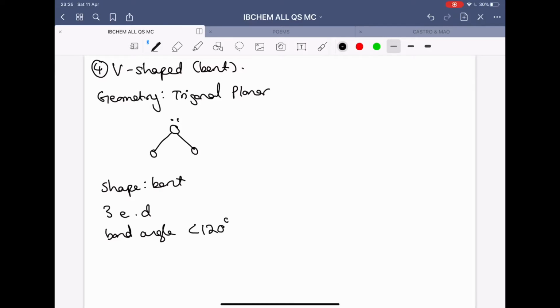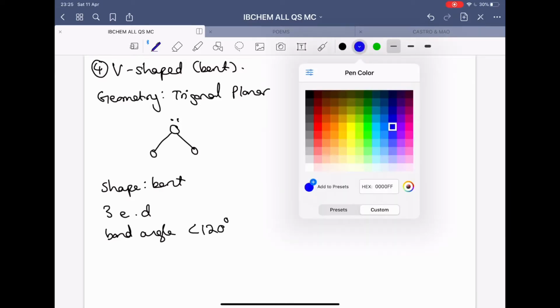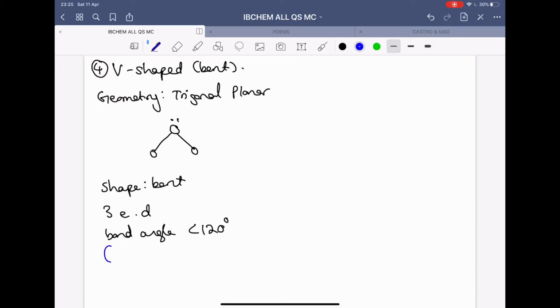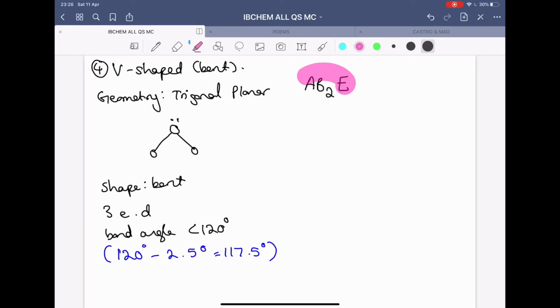So the bond angle is going to be less than 120 degrees, not exactly 120 degrees. And if you want to really know the maths behind that, 120 minus 2.5 degrees. So every time you have a lone pair, you subtract 2.5 from the original angle. So 120 minus 2.5 for that one lone pair is 117.5 degrees. And the basic structure of that molecule is AB2E, E being one lone pair. An example of this will be NO2.